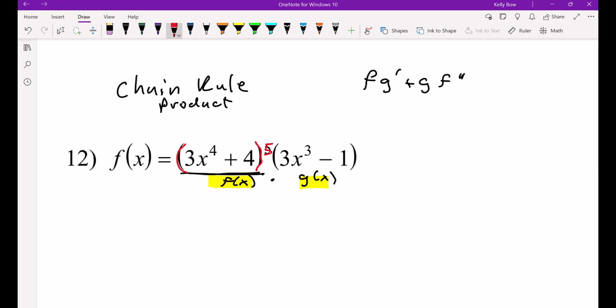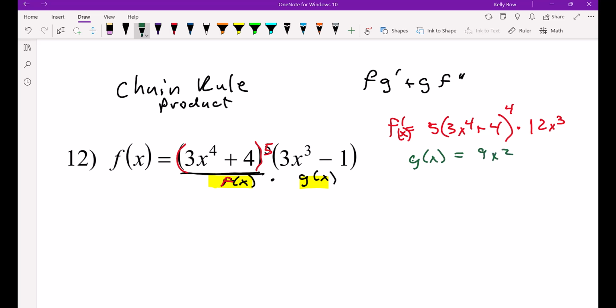So the derivative of f, use the chain rule. So it's 5 stuff to the fourth power times the derivative of that inside stuff. So that's this f of x, this is that's derivative. G of x, that derivative is just 9x squared. And we're going to plug it into this right there.